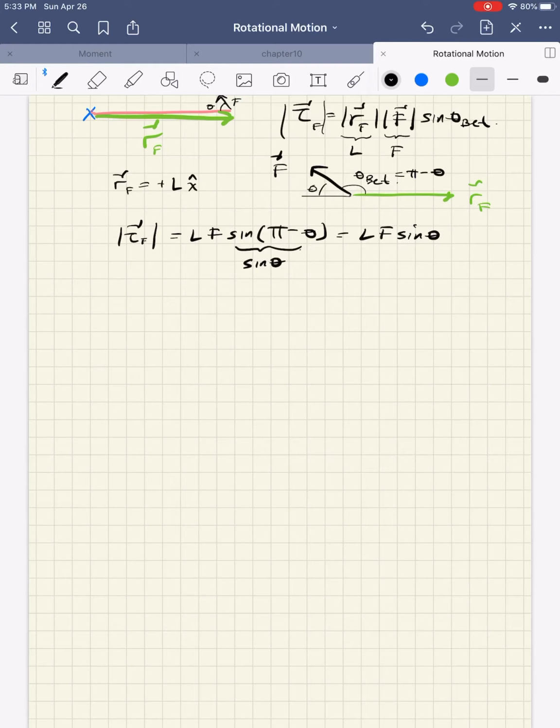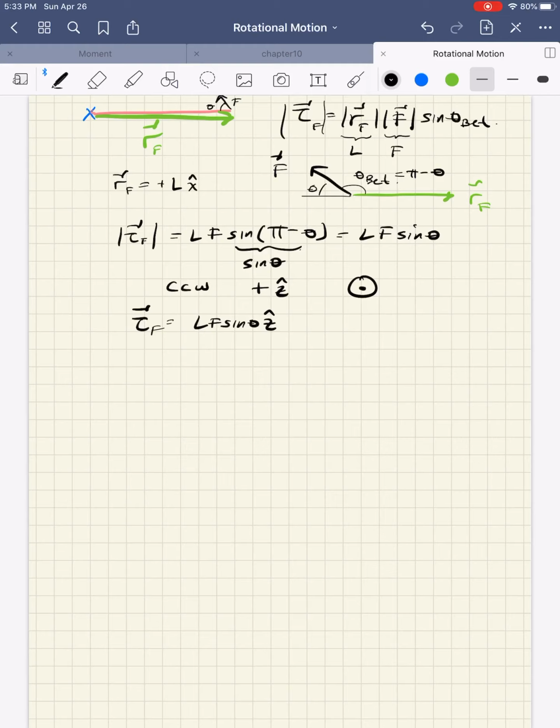Okay. Direction. Well, you would look at this and say, does this force give a clockwise or counterclockwise direction? And then you'd say, oh, it's counterclockwise. So that's going to be in the positive direction. And since I'm in the YZ plane, positive is out of the board, is the positive z hat. And so the torque should be LF sine theta positive z hat.